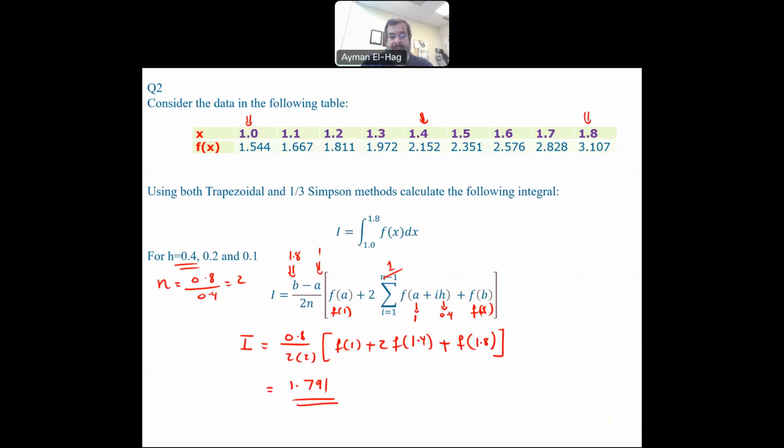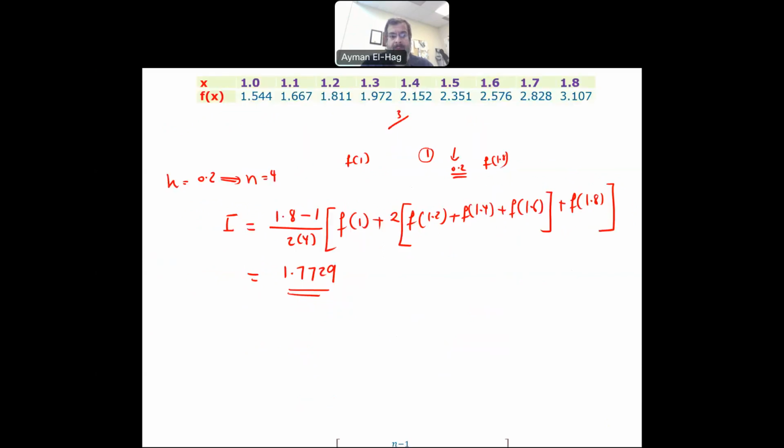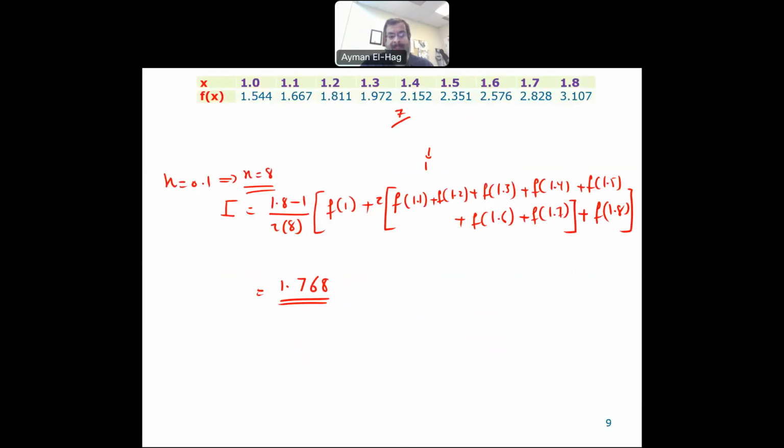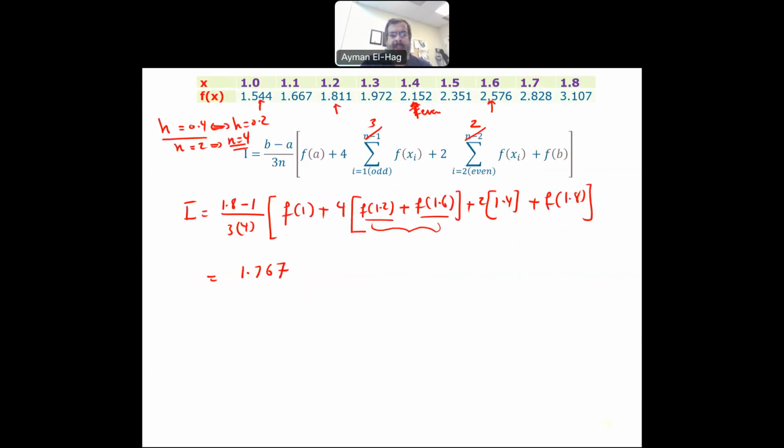Now let's go back to the values of the integration. So here 1.791, 1.7729, and then 1.768. It looks converging. Now here we come very close to 1.768, so it seems that this is the convergence value.